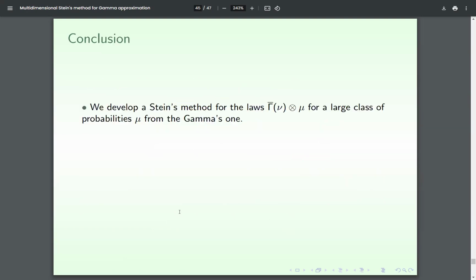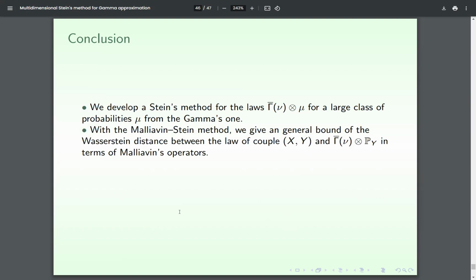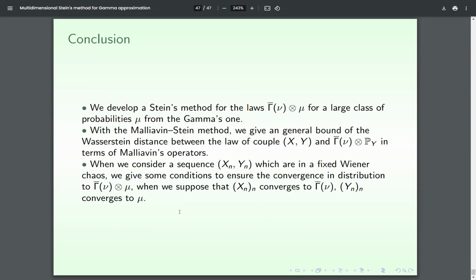Okay, so I will conclude my speech by making a little summary of what we did. So in the first part, we developed a Stein's method for every law of the type gamma distribution times another probability law. For a large class of probability laws, we only suppose that the variables we consider are Malliavin differentiable. And by using the Stein-Malliavin method, we give a general theorem giving an estimation of the Wasserstein distance between the couple (X, Y) and the target law, meaning the gamma distribution times the law of Y. And finally, we applied it to the Wiener chaos case, giving some very easy conditions to check to conclude convergence in distribution and asymptotic independence.